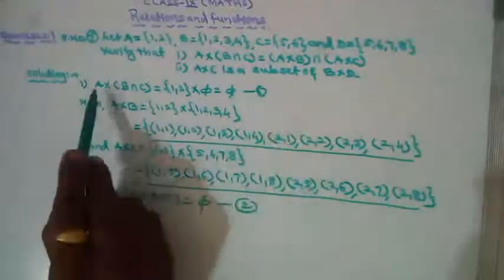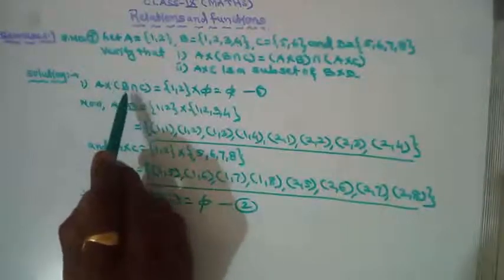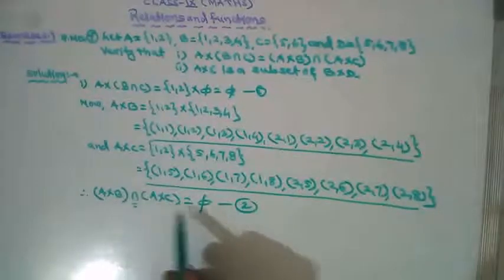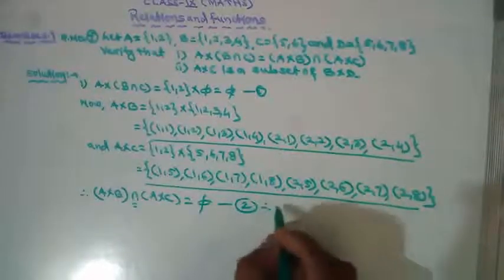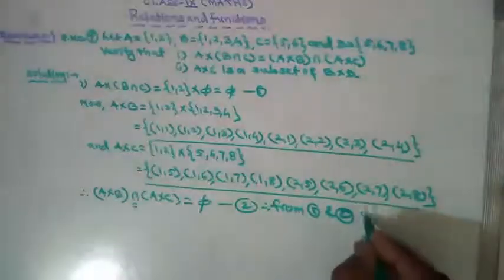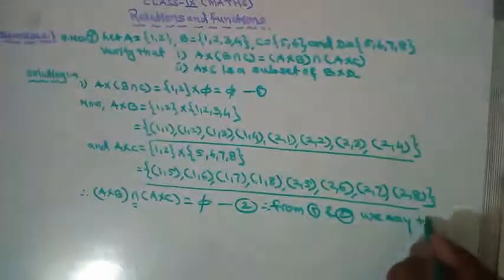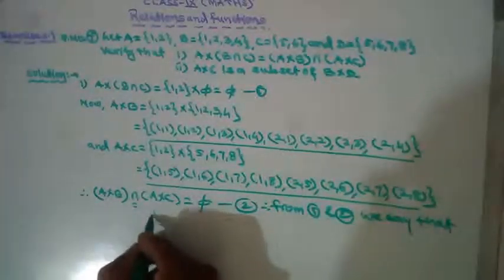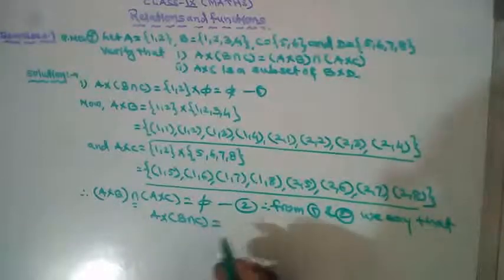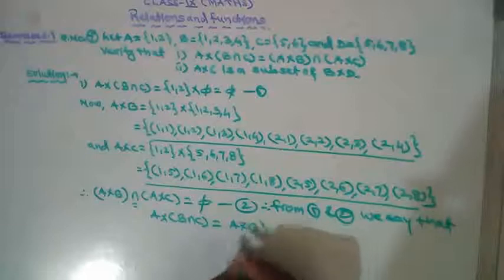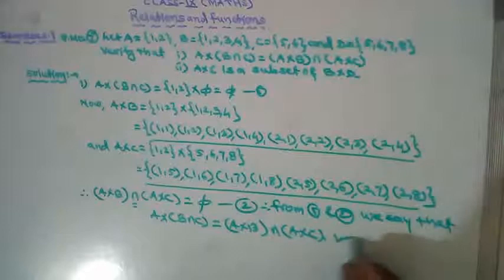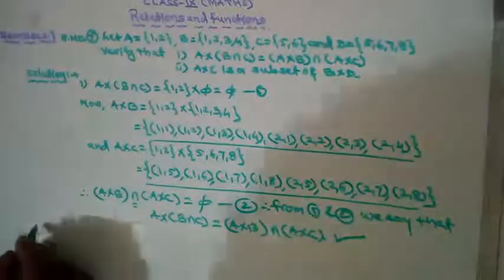So from 1, A cross (B intersection C) is equal to {(1,5), (2,5)}, and from 2, (A cross B) intersection (A cross C) is also equal to the same set. Therefore from 1 and 2 we say that A cross (B intersection C) equals (A cross B) intersection (A cross C). Hence proved, number 1. Now come to the second.